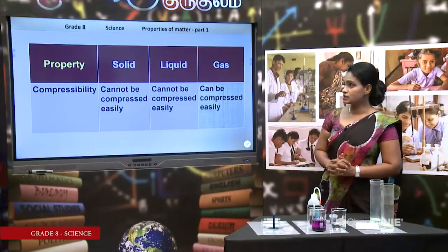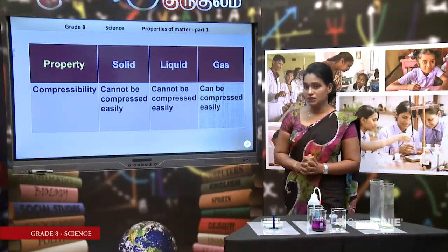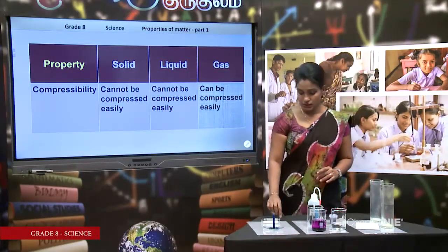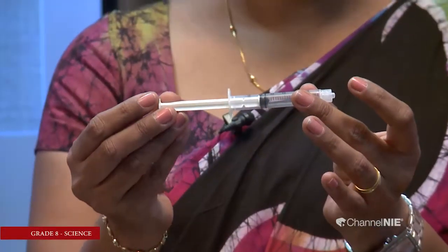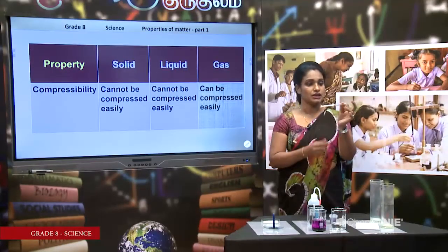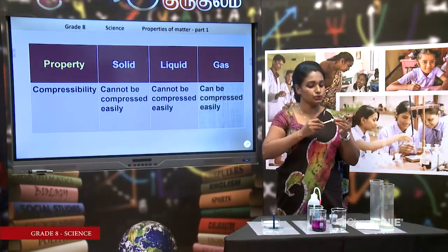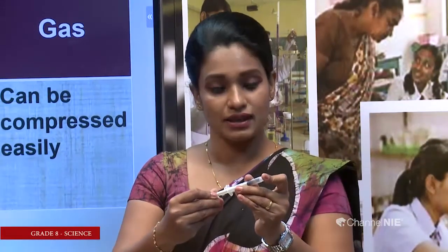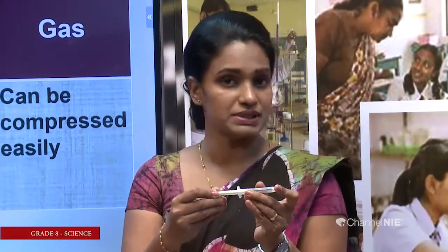Then the last property we are going to talk about is compressibility. What is this compressibility? If I give you an example for this, here can you see this is a syringe. You can fill the syringe with gas like this. Now you know inside this syringe there is a gas. You can close the other end and use this piston and press like this. Then the air inside the syringe gets compressed.